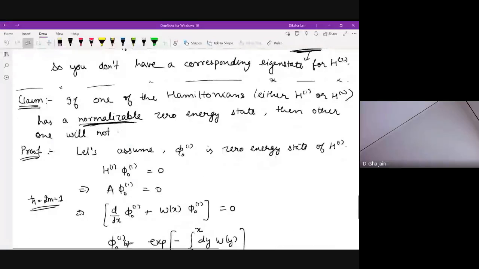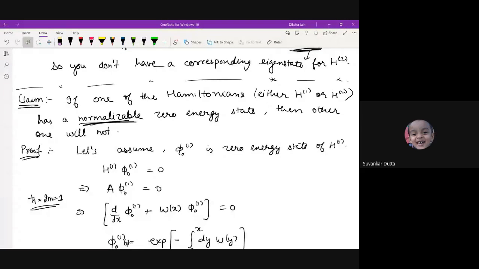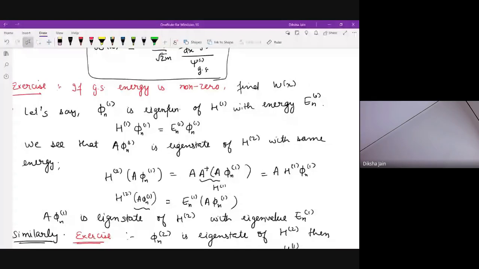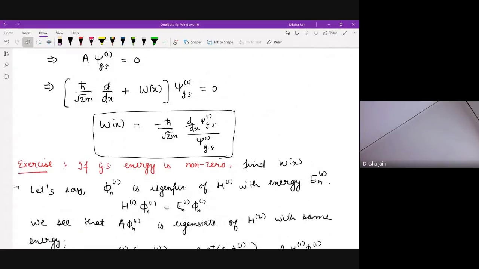So to solve this system, you need to know the ground state also. Yes. Sometimes you can just guess the superpotential W of x. If you can guess it, then it's fine. But most of the time, given a complicated potential, you don't know how to guess it. So you need to know the ground state. Then you can find it.